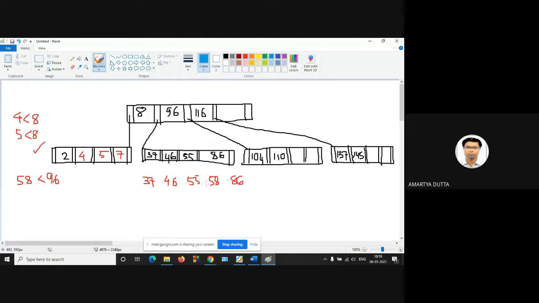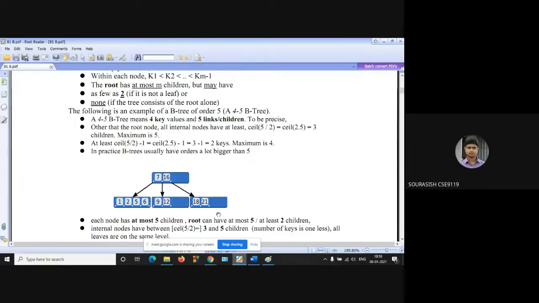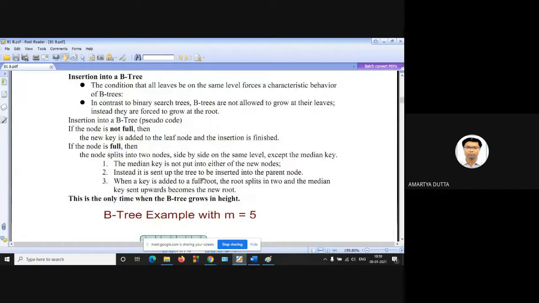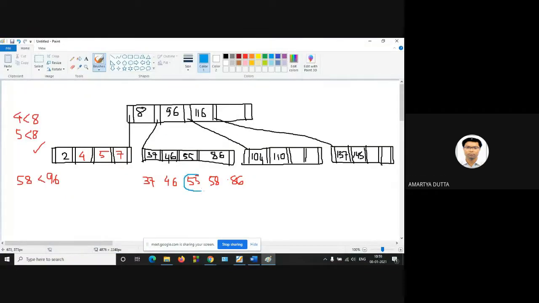So what is the median? 55. So what is the rule for median insert? It should go up. So the median key is not put into either of the new nodes. Instead, it is sent up to the tree. So 55 is the median. Okay. So move it up.